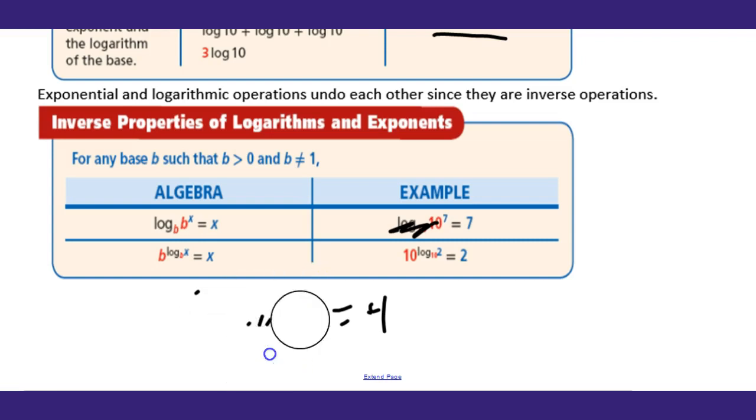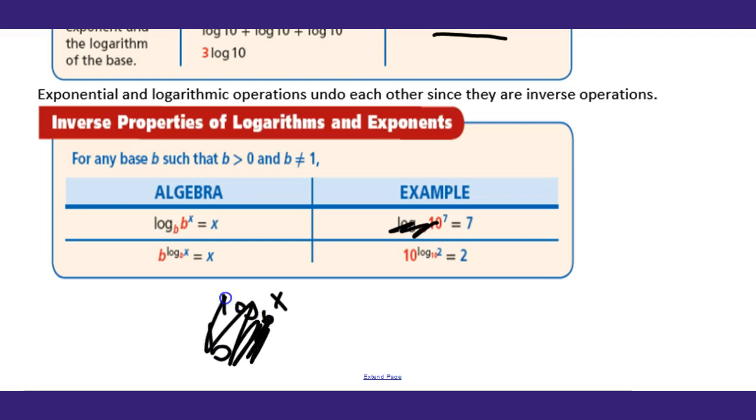On the contrary, if you had a base raised to an exponent that was a log of the same base, again, the log undoes the exponent. You see that? They undo each other because the base is the same.